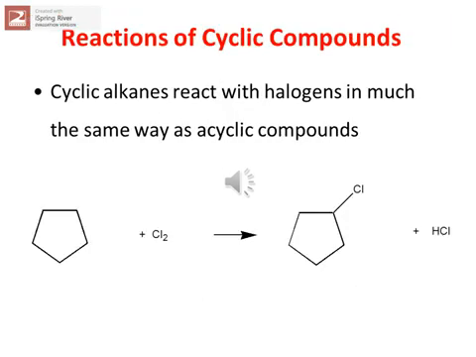Cyclic alkanes react with halogens in much the same way as acyclic compounds. For example, in the halogenation of cyclopentane, all the hydrogens are equivalent and hence replacing any of the hydrogens will generate chlorocyclopentane.